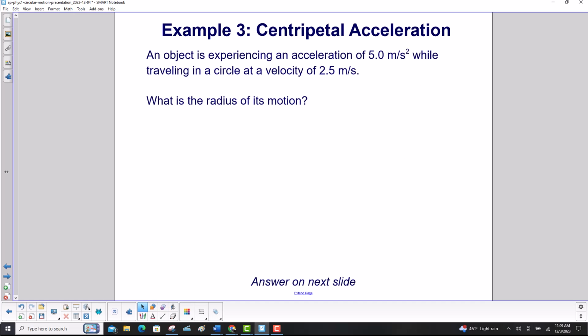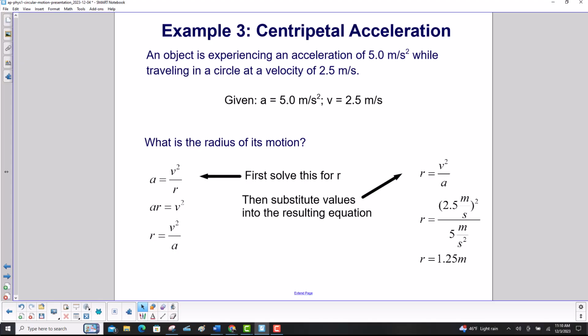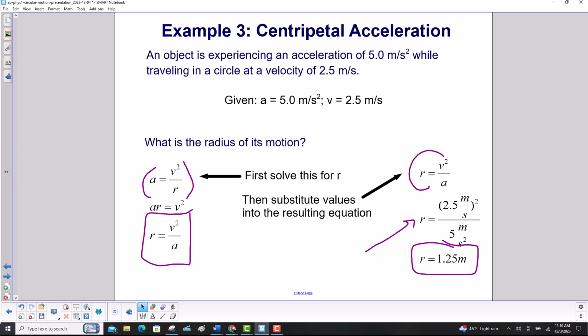An object is experiencing an acceleration of 5 meters per second squared while traveling in a circle at a velocity of 2.5 meters per second. What is the radius of its motion? First, solve the centripetal acceleration equation for r. Multiply through by r, and we get r is equal to v squared over a. Bring that over here, substitute in our variables, and we get a radius of 1.25 meters.